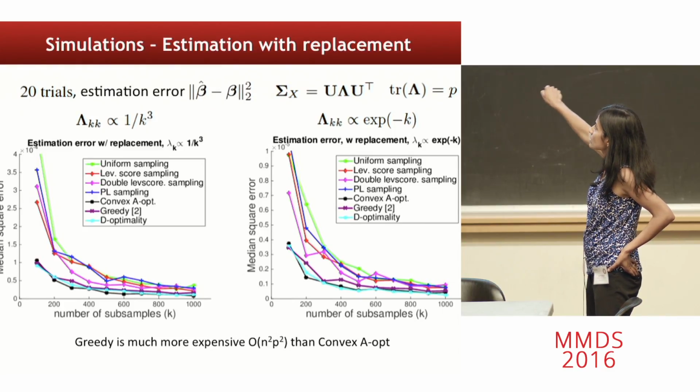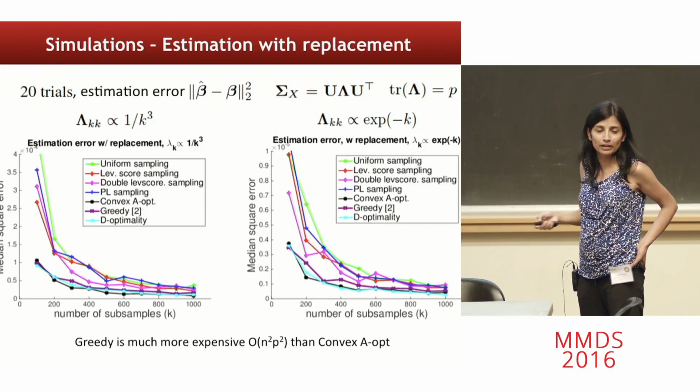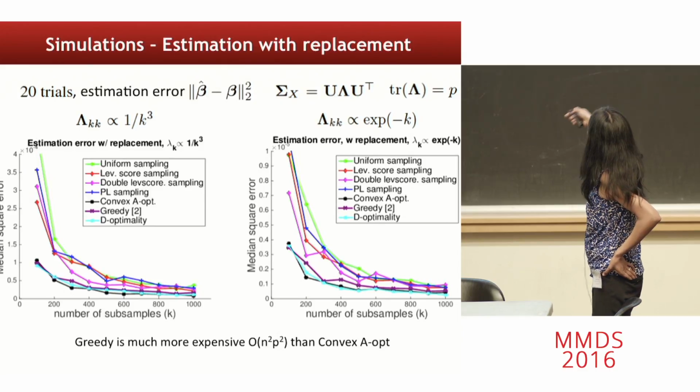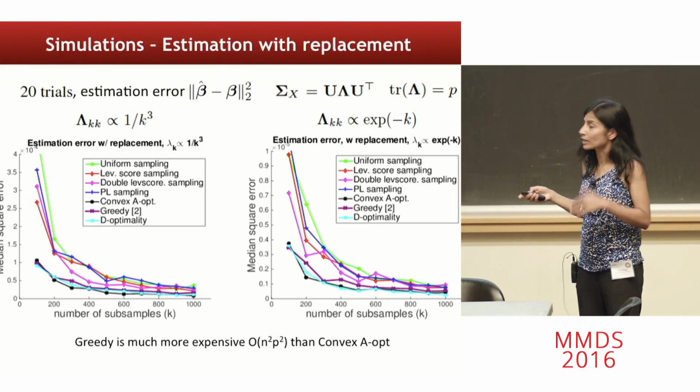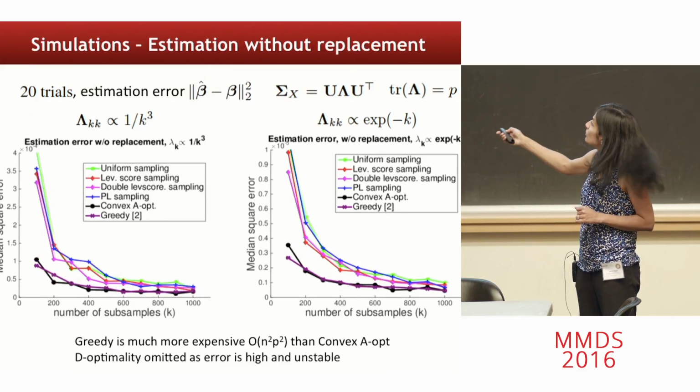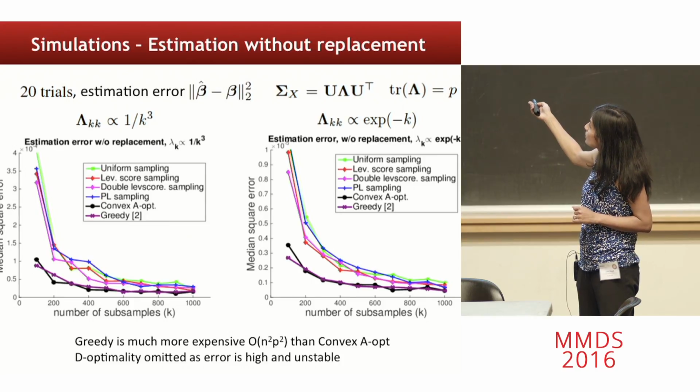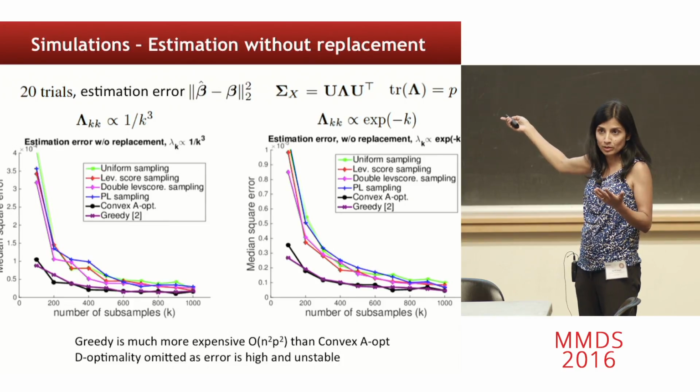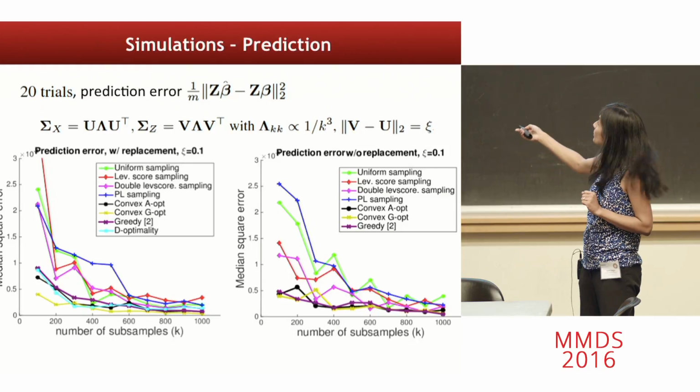And then the algorithms that do pretty well are the convex A optimality, the greedy one, and the D-optimality. Okay? And you see this phenomenon repeated here as well. They all do pretty well, whereas all the leverage score based ones are suboptimal. The same result holds true for without replacement also. So this is just the same results without replacement.